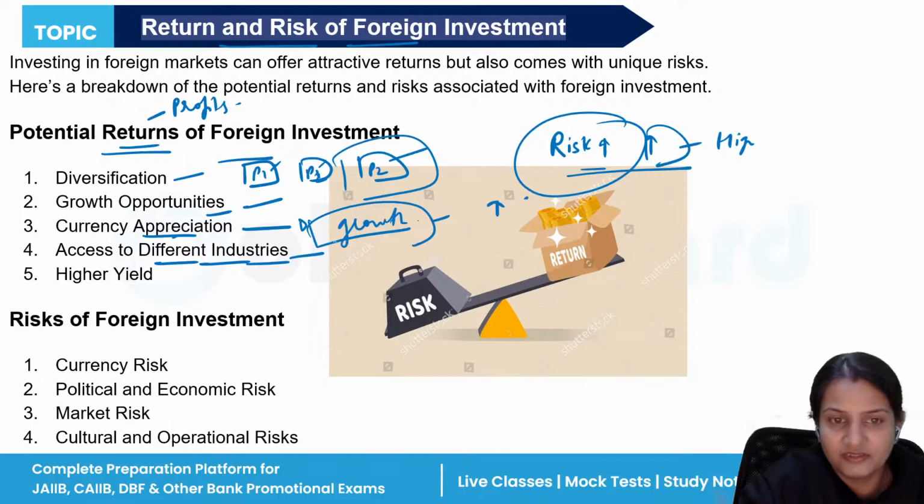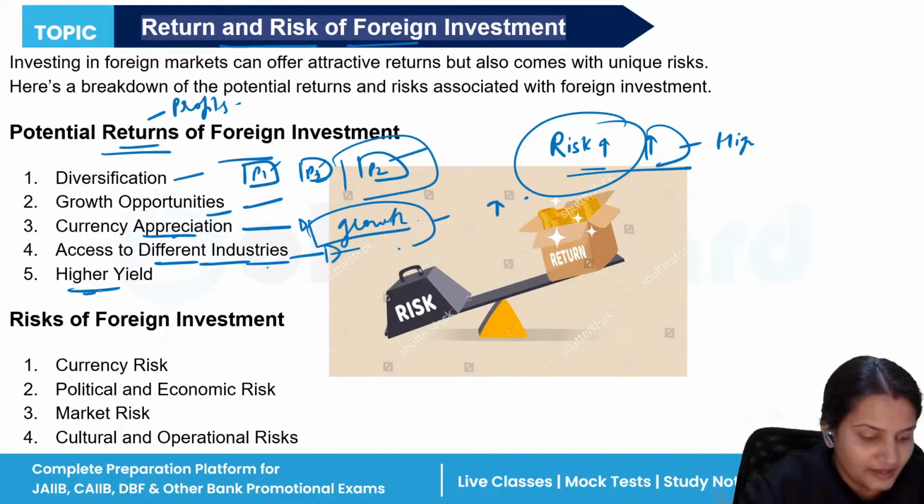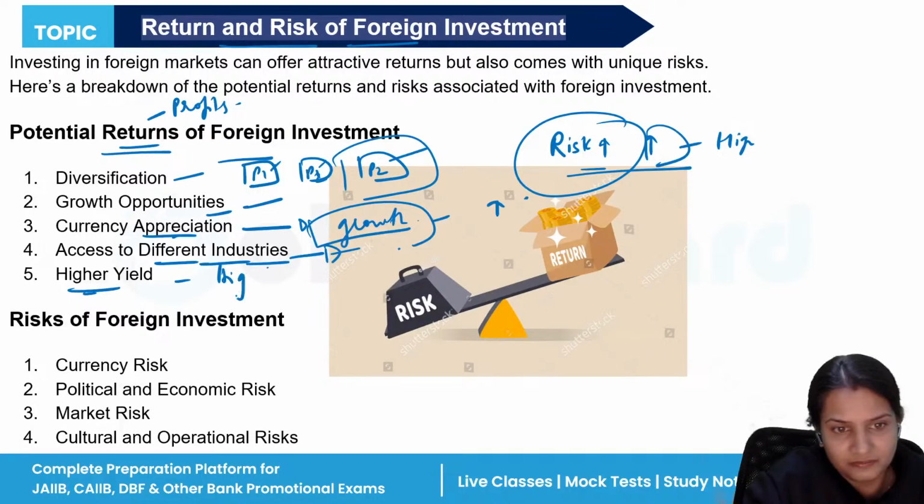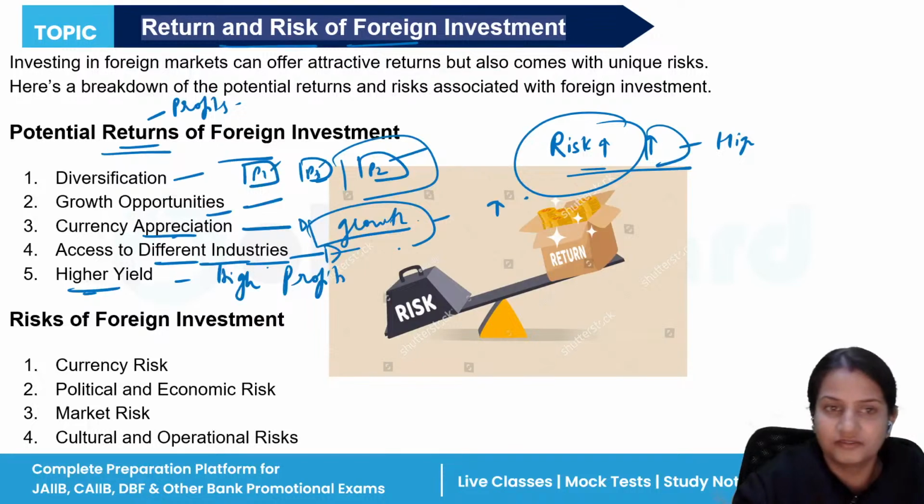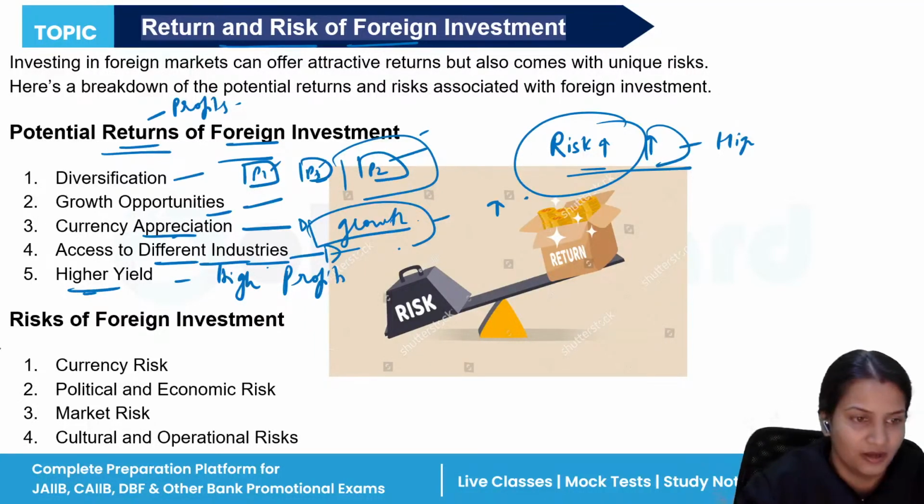Access to different industries, yes, we can have access to different industries, working with them, investing in their projects. We will see how they are running their business, what their agenda is, so everything we can know. And higher yield means high profit. So these are the good returns from making an investment in a foreign country.